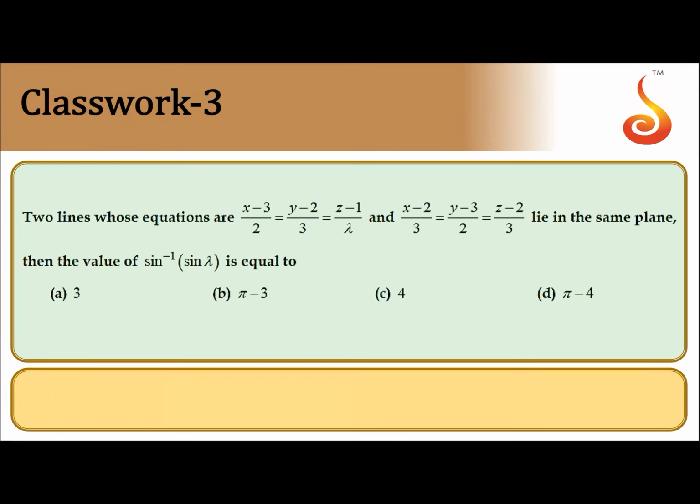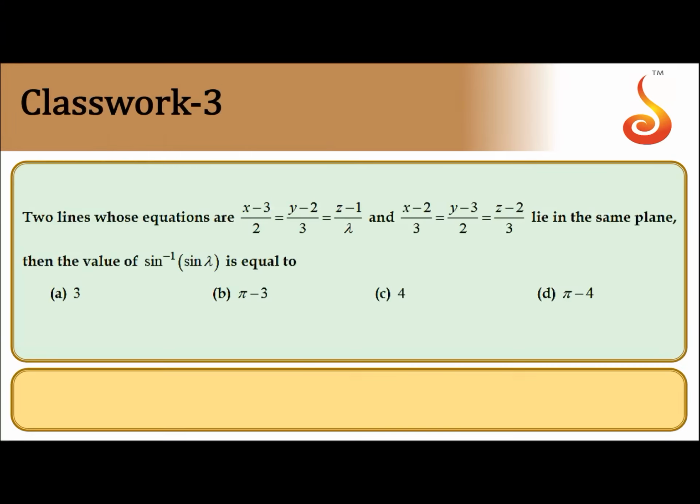Coming to the next one. The lines whose equations are given to you lie in the same plane. The lines are coplanar, which means the shortest distance between these two skew lines must be 0. Yes, of course, the shortest distance between the two lines is 0.